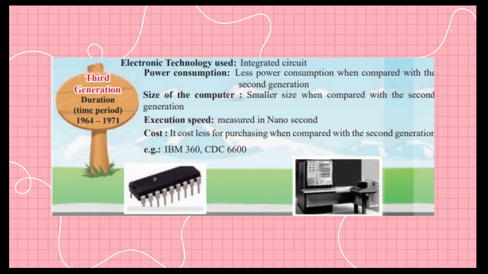Now let's talk about the third generation. In the third generation, the electronic technology used was integrated circuits. When comparing the power consumption with the second generation, the third generation power consumption was less, and the size was also smaller. The execution speed was measured in nanoseconds. The cost, it cost less for purchasing when compared with the second generation.